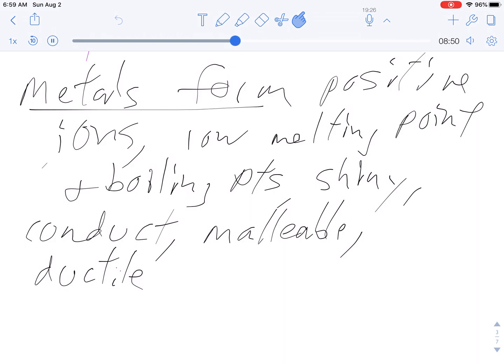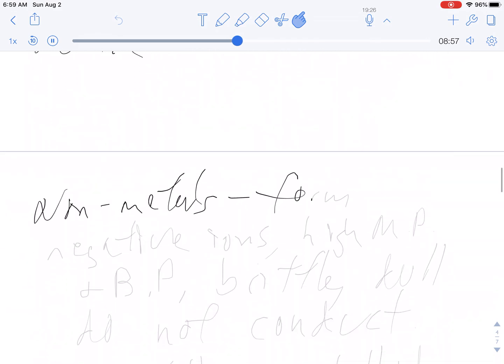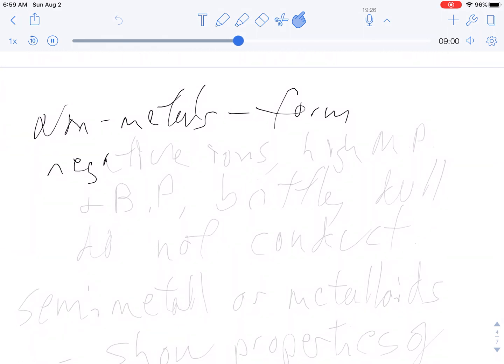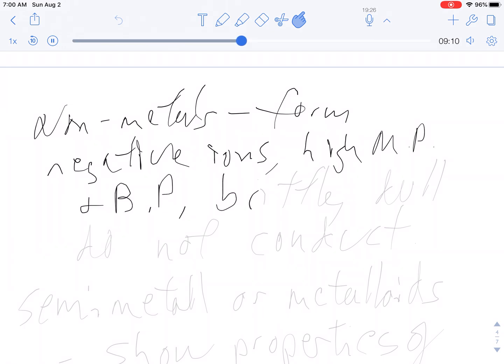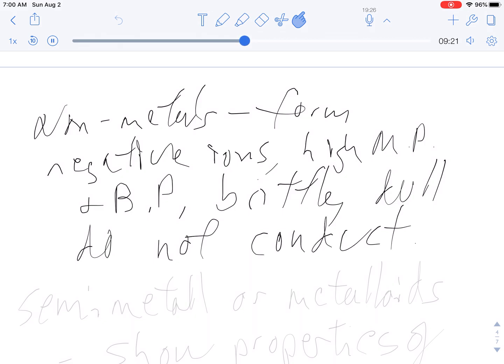Nonmetals, they're kind of the opposites. They form negative ions. They have high melting and boiling points. They are brittle, dull, and do not conduct. Okay? So, what about the semi-metals, or the metalloids?